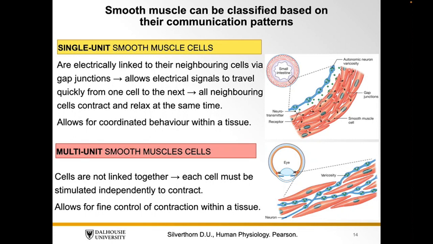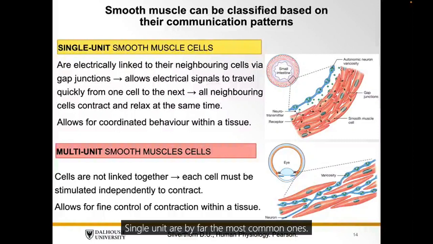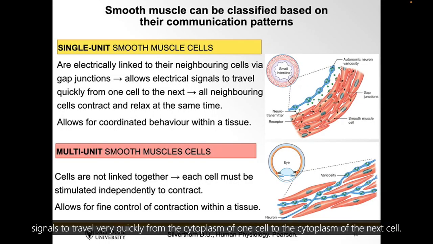The other way that we can classify smooth muscle is based on their communication pattern. Once again, we have two categories: single unit smooth muscle cells and multi-unit smooth muscle cells. Single unit are by far the most common one. These are smooth muscle cells that are electrically linked together. And the main advantage of this structure is that it allows electrical signals to travel very quickly from the cytoplasm of one cell to the cytoplasm of the next cell.